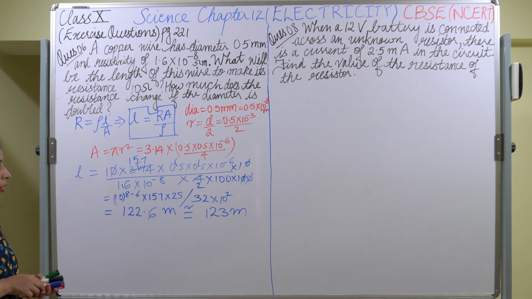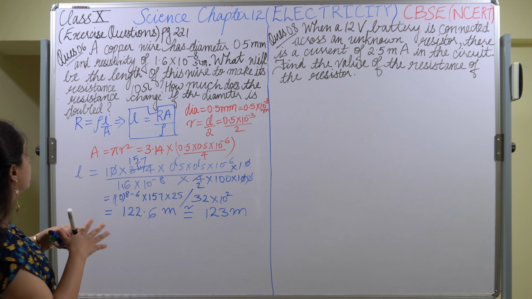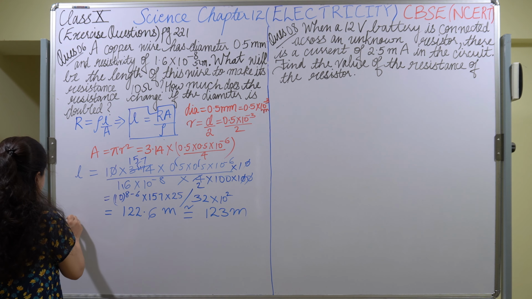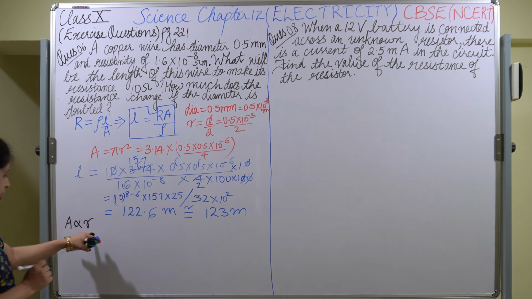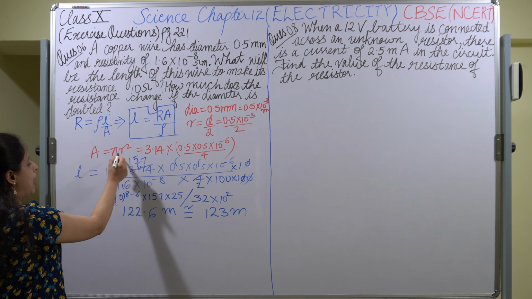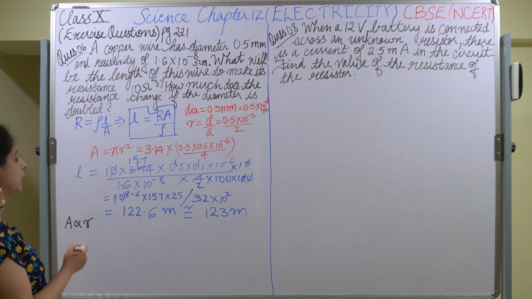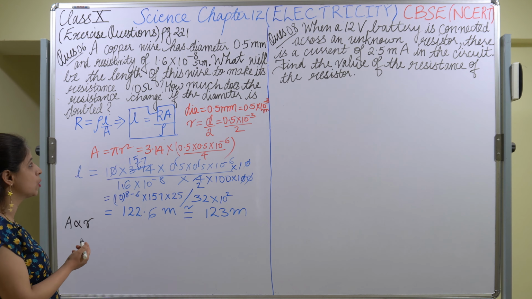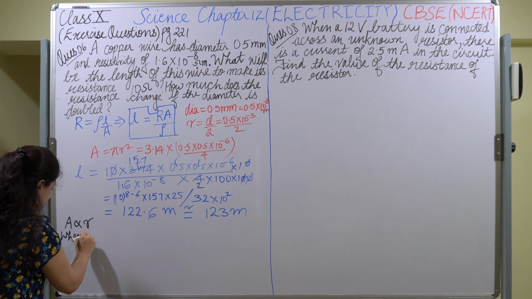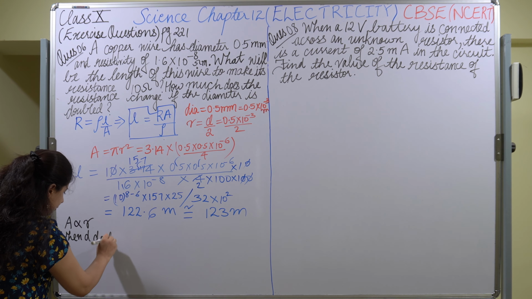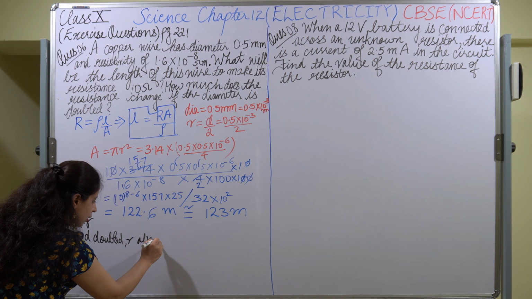Now, in the second part, we have been asked how much the resistance changes. Actually, the resistance is inversely proportional to the area, because area is given by pi r square. So when the diameter is doubled, the radius is also doubled.